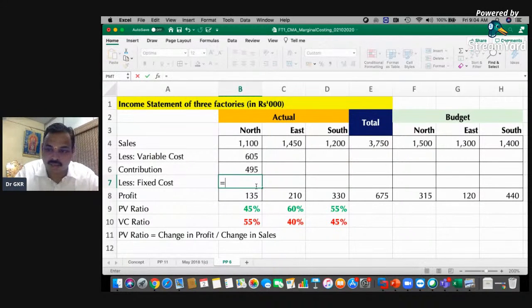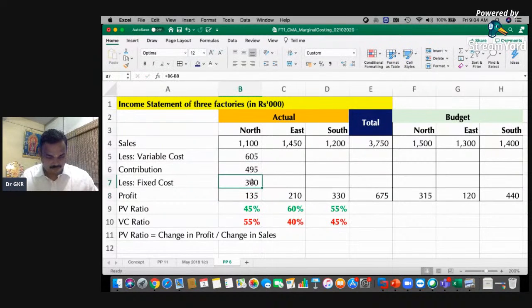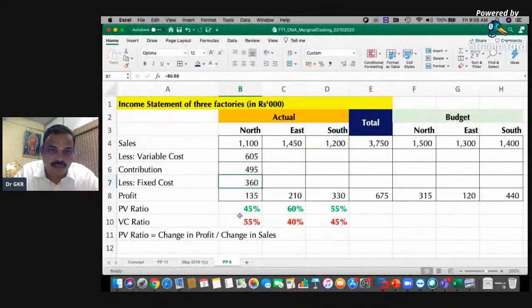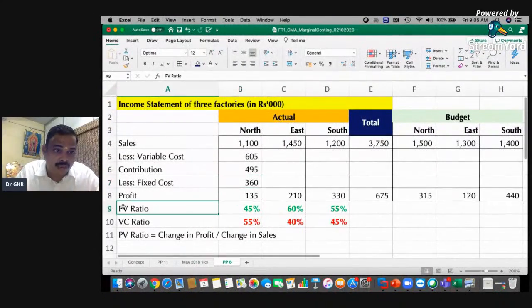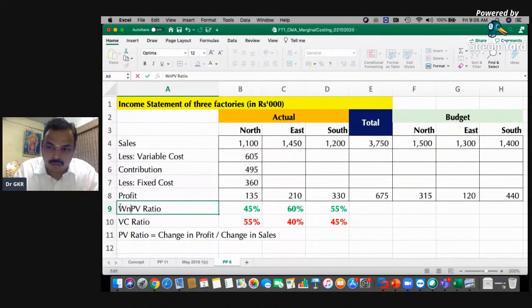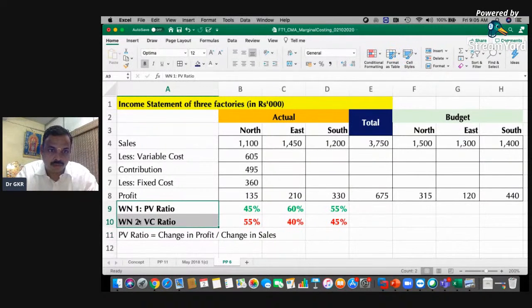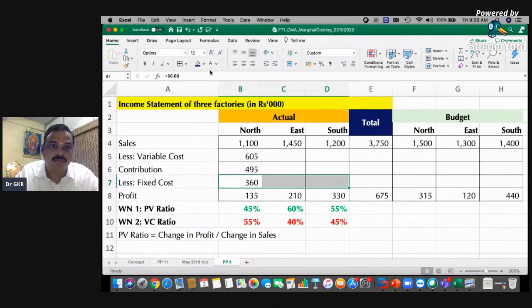Your fixed cost is actually 495 minus 135, which is 360. So I repeat, it is actually 360. Please look at the question. What is your fixed cost for each factory? Fixed cost for each factory and then break-even sales. So technically PV ratio and variable cost ratio is only your working note 1. This is working note 2. So these two are working notes, guys. This is your answer.